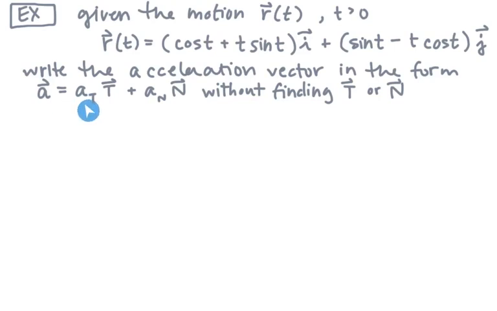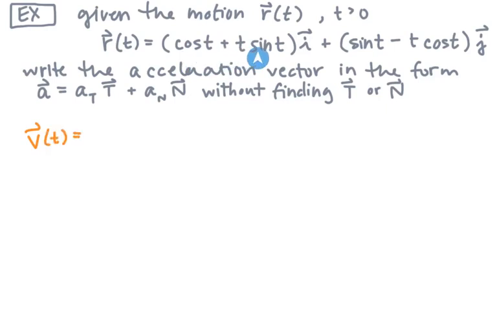The vector a equals the tangential component times the tangential unit vector plus the normal component times the normal unit vector. But we're going to do so without finding T or N directly. So looking at this equation, we have position, we need to find acceleration. One thing we know is that the derivative of position gives us velocity, and then the second derivative of position, or the first derivative of velocity, gives us acceleration. So we're going to start here by finding our velocity vector, v of t.